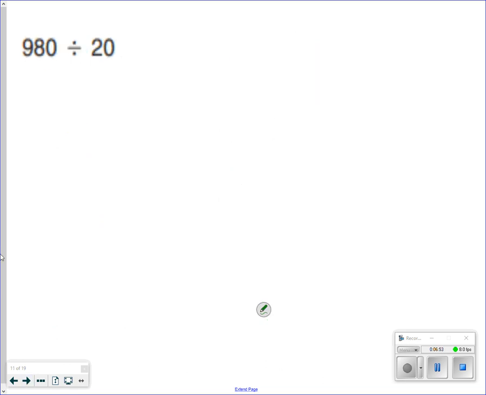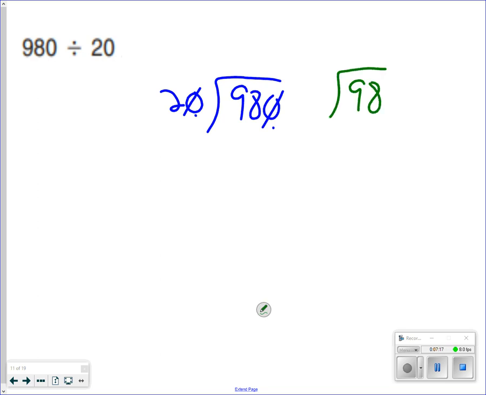Here's another one. 980 divided by 20. Now there's a quick trick for this, and I'm going to show you the quick trick because since they both end with a 0 in this problem, you actually can cancel these zeros out. So essentially, your problem is 98 divided by 2. Let's do that problem. Nice and quick.